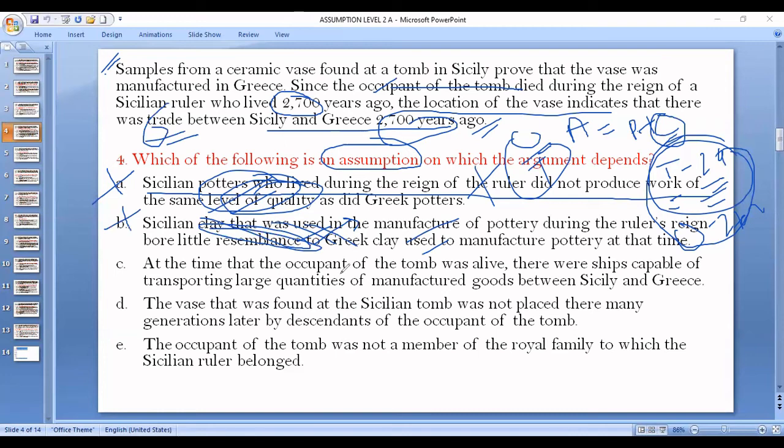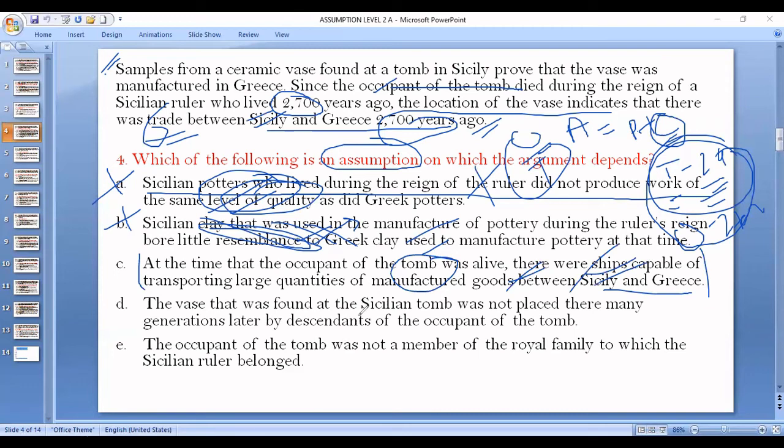Option C: At the same time that the occupant of the tomb was alive, there were ships capable of transporting large quantities of manufactured goods between Sicily and Greece. All right, it's okay. They were alive and they used to do it. If it is the case, it is strengthening the conclusion, right? By the way, the conclusion says the trade was 2700 years ago. Why? Because the occupant died 2700 years ago. So instead of an assumption, it is strengthened. Why? Because it is justifying that there was trade.